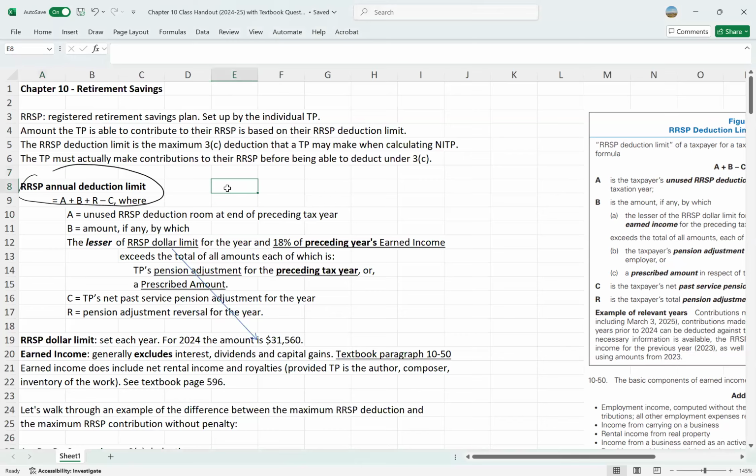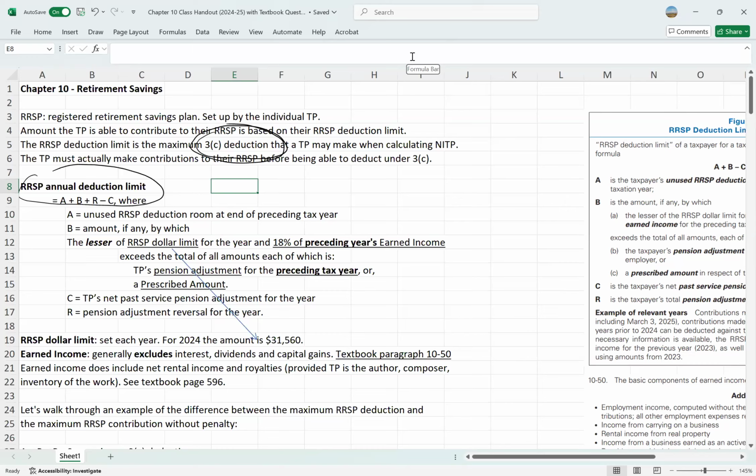And we talked about the fact that if you put money into an RRSP, the amount that you get as a deduction is a 3C deduction. So remember calculating net income for tax purposes, those 3C deductions. Last week, we talked about moving expenses, childcare expenses, spousal support paid. And then another 3C deduction is RRSPs.